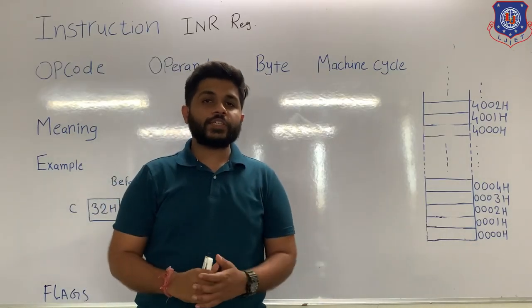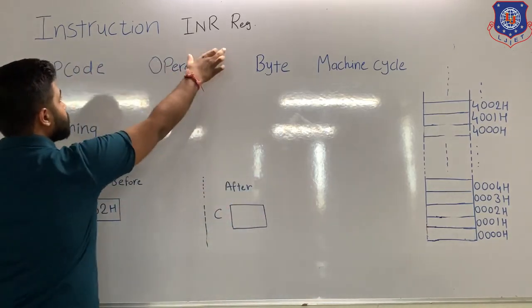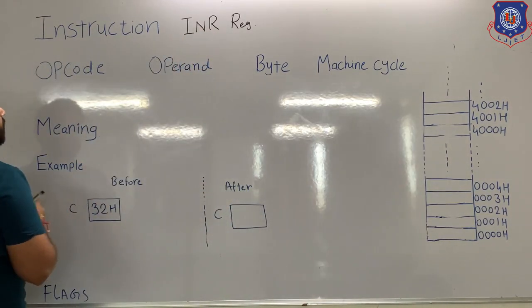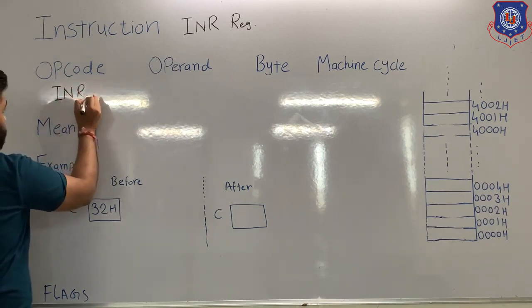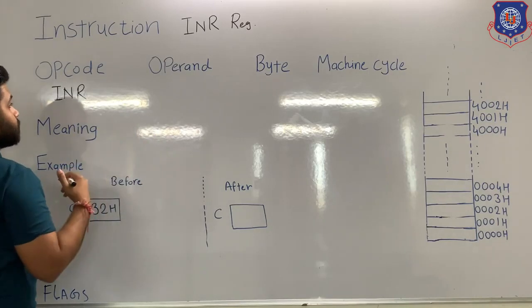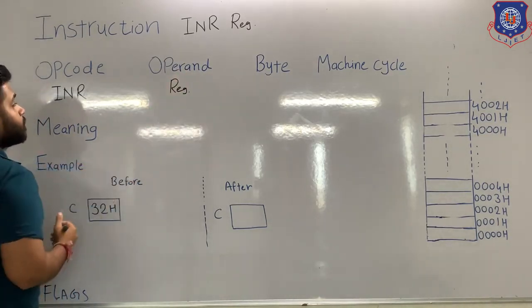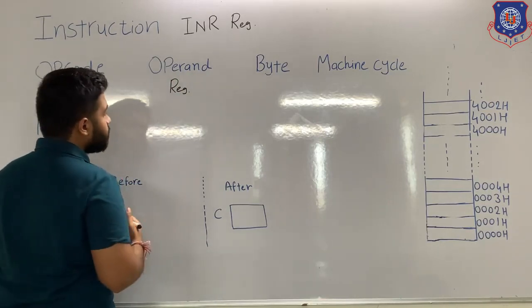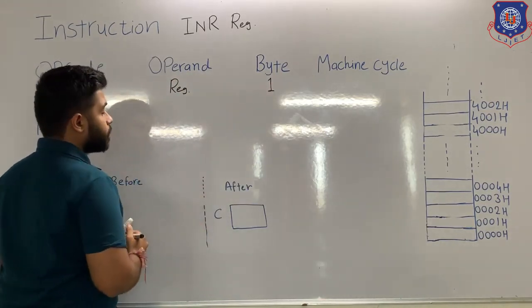Now we are going to see the instruction INR register. For this instruction, the first portion is INR, that is considered as opcode. The remaining portion is register. In this instruction, no data is present. It means it is a 1 byte instruction.